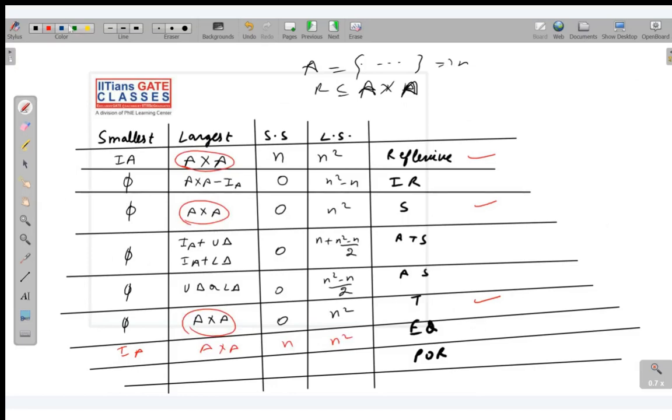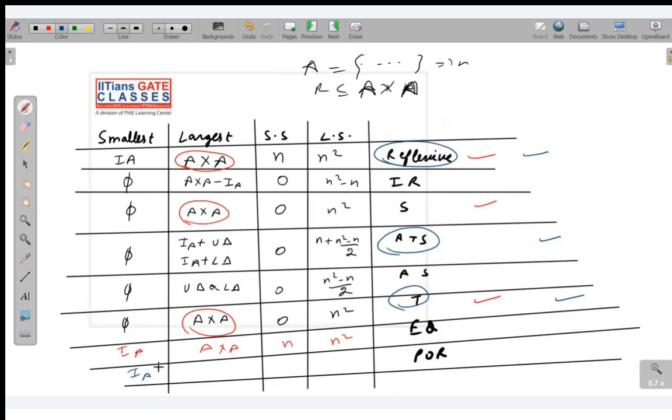What about my partial order relation? Reflexive, antisymmetric and transitive. So smallest will be again IA. Because reflexive will say IA, antisymmetric will say empty, transitive will say empty. So if you take empty, obviously it will not be reflexive. So IA, identity relation.